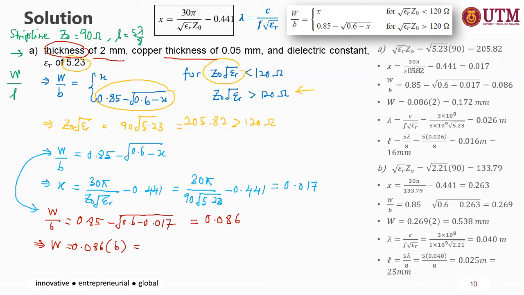So in this case, 0.086 multiplied by 2 millimeter. So your W will be equal to 0.172 millimeter. Okay, so please be careful with the unit. If you want to use millimeter, use millimeter for all calculations, or else you need to convert it into the standard unit, meter.